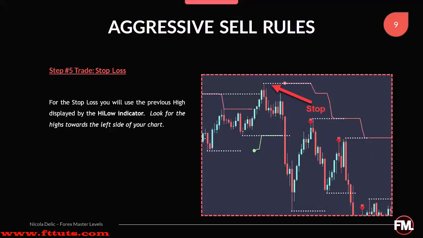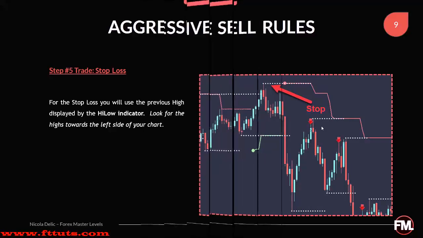For the stop loss, you will use the previous high displayed by the high-low indicator, so look for the high towards the left side of your chart. So if this is our potential short signal, this is going to be the first high. So use that as your stop loss.